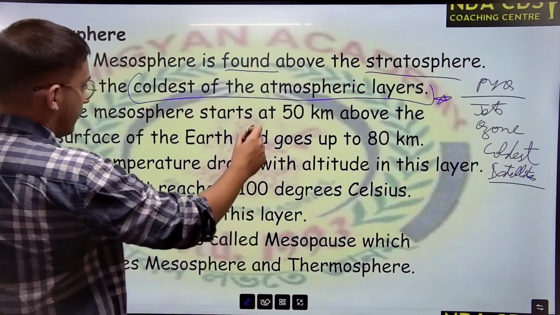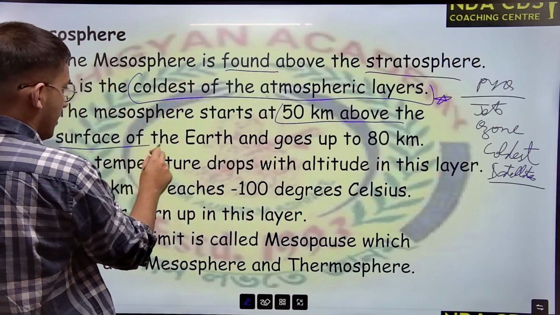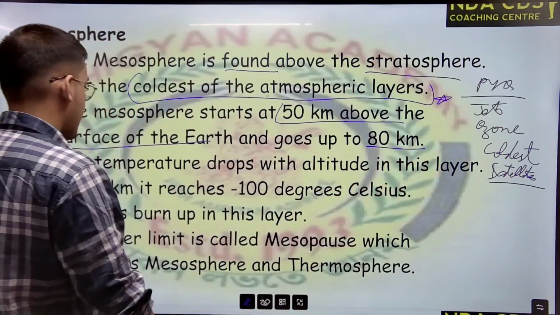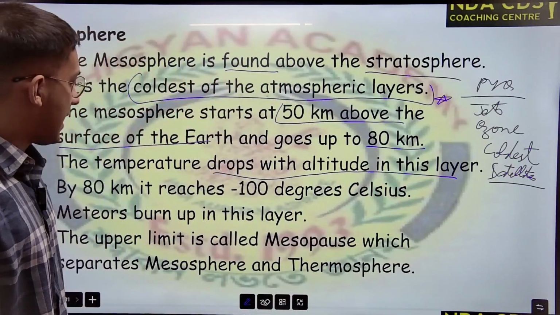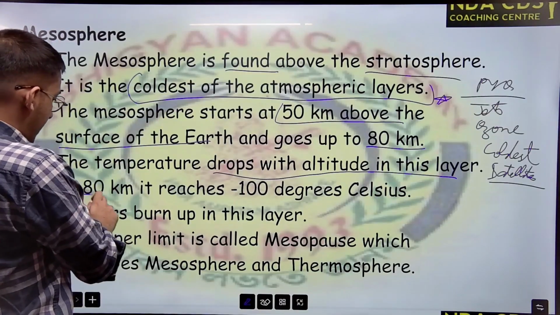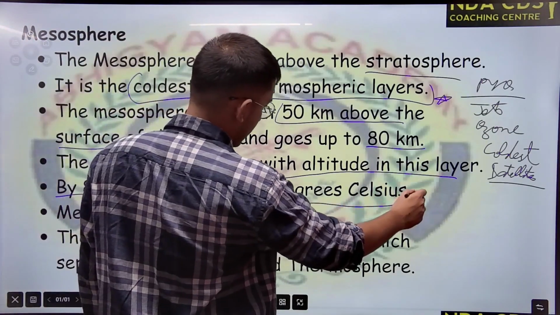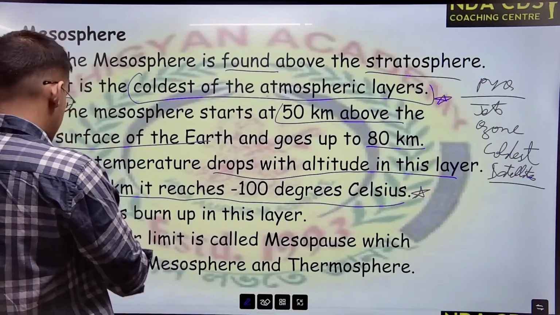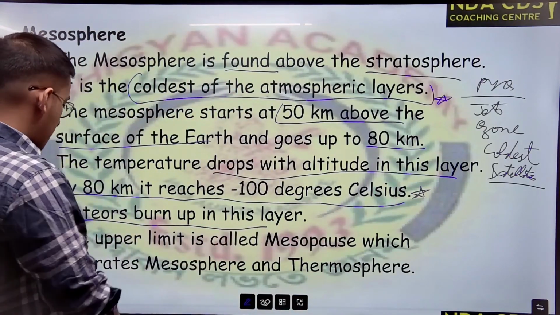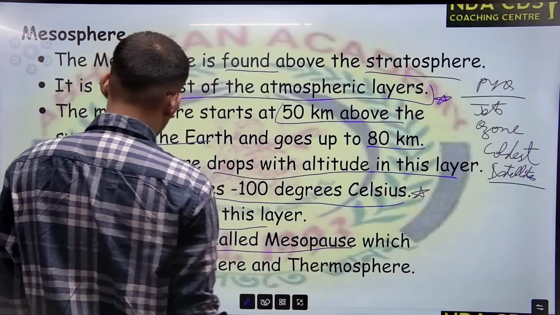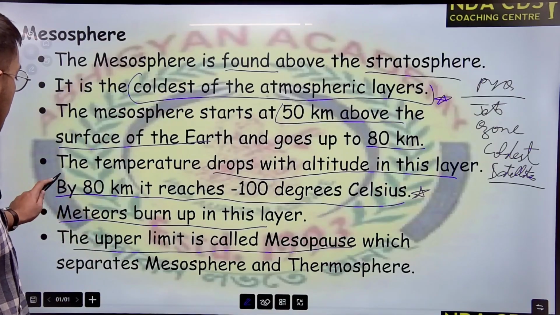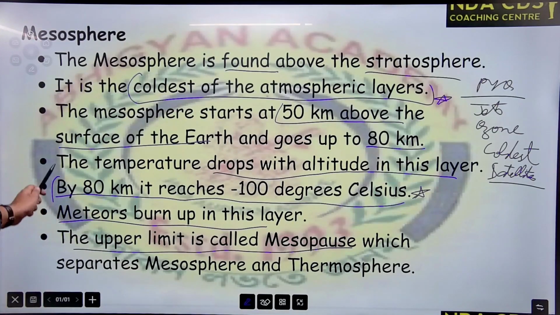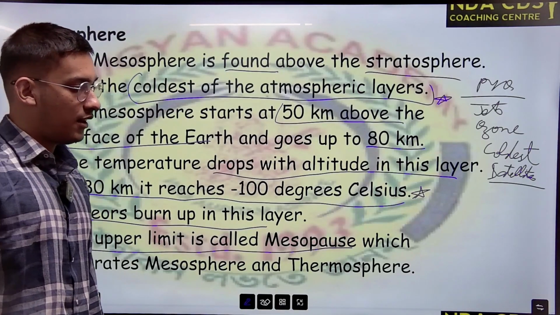The mesosphere starts at 50 kilometers above the surface of the Earth and goes up to 80 kilometers. The temperature drops with altitude in this layer, so it means it has the normal lapse rate. By 80 kilometers it reaches minus 100 degrees Celsius. It's an important point here. Meteors burn up in this layer. The upper limit is called the mesopause. So these are the main points for the mesosphere. Basically, you have to remember by 80 kilometers it is minus 100 degrees Celsius. Temperature drops with altitude. Also, it is the coldest of the atmospheric layers.